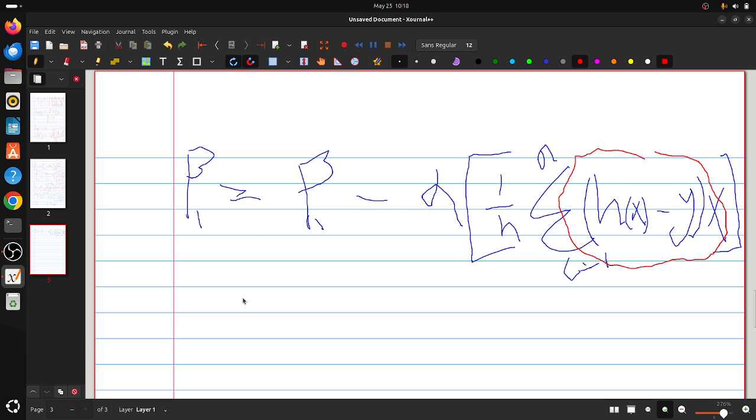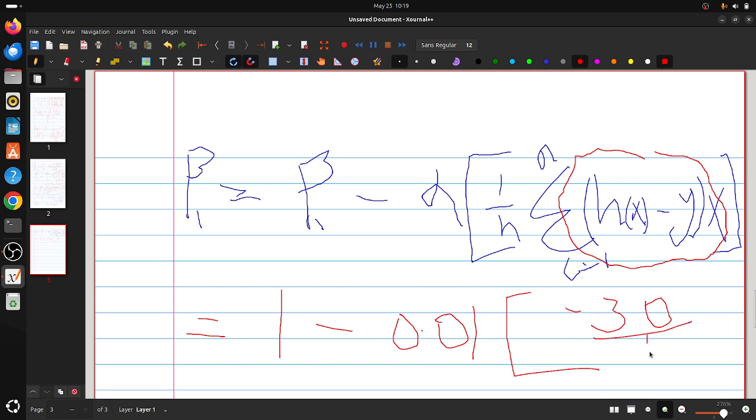So now we know very well. The new value of beta 1 will be equal to the previous value, which was 1, minus the learning rate, which is 0.01, into negative 30 over 4, because n is equal to 4. So 30 divided by 4 is equal to negative 7.5.